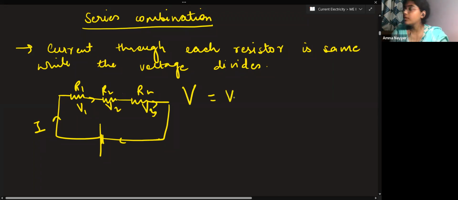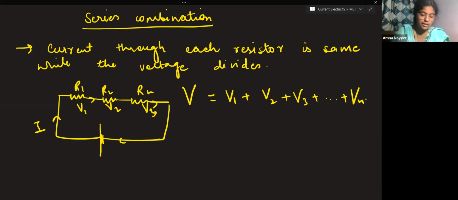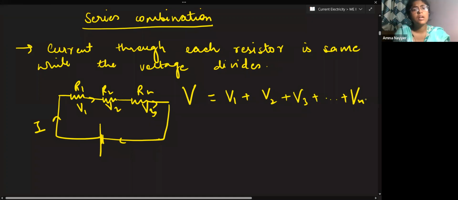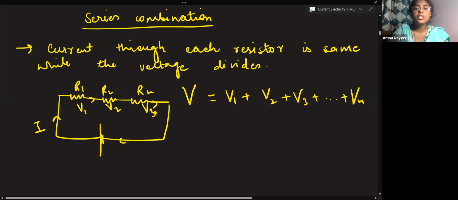I'll add all of them: V1 plus V2 plus V3 up to Vn. Let's say n resistors are connected. N can be any value. It can be 1, so it will be a single resistor. If n is 4, then 4 resistors are connected, so any value is possible. Using V equals IR. Astha, I think we didn't discuss V equals IR in the last class, did we?